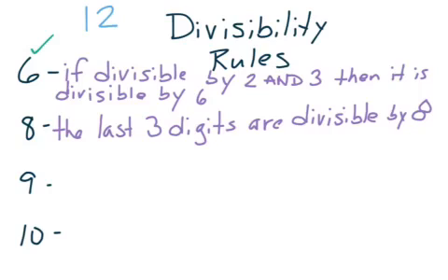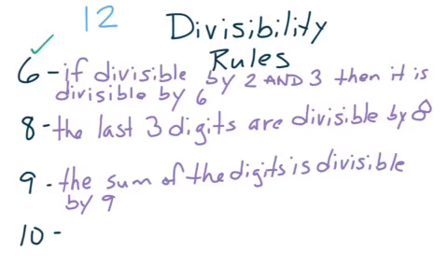Our divisibility rule for 9. Our divisibility rule for 9 is very similar to our divisibility rule for 3. The sum of the digits is divisible by 9. So if the sum of the digits, that means if I take 12 and add 1 plus 2, because those are our 2 digits in our number, in this case I get 3, is 3 divisible by 9? Is that going to get me an even number? No, it is not. It is not going to get me a whole number, rather. It's going to get me a fraction or something that's less than 1. So no, our number is not divisible by 9.